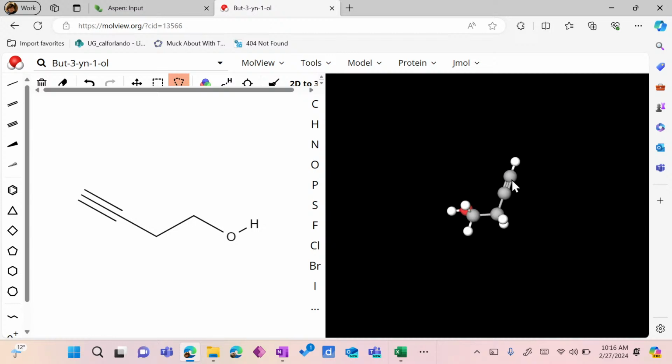Why is this straight? sp what? Oh my god. And what's the bond angle in sp hybridization? How many of the carbons have sp hybridization? 2. This one making 2 pi bonds. This one making 2 pi bonds. This guy here, what's its hybridization state? sp3. And what are all the bond angles around it? 109.5. And this one, sp3, bond angles? 109.5. What about this oxygen?